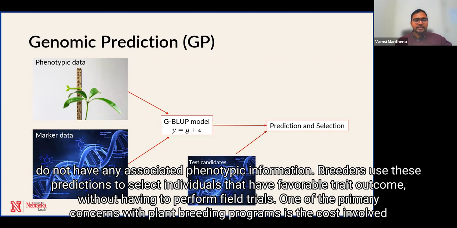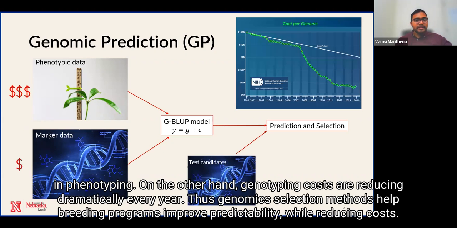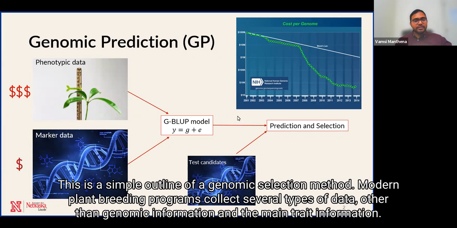One of the primary concerns with plant breeding programs is the costs involved in phenotyping. On the other hand, genotyping costs are reducing dramatically every year. Thus, genomic selection methods help breeding programs improve predictability while reducing costs. So this is a simple outline of a genomic selection method.